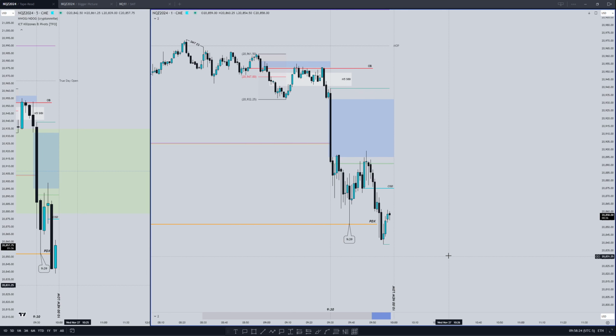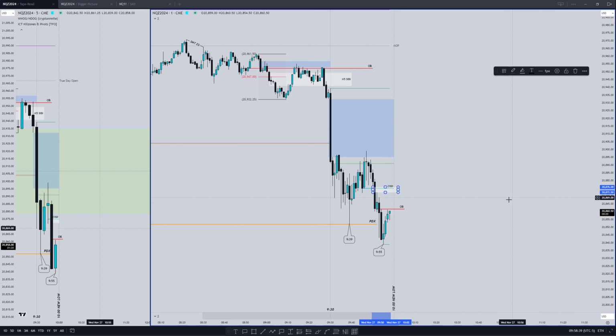So we have news here in 2 minutes, and you can see what time is this at? 9:55. Still not the best order block here, but I'm still going to mark it out. I actually favor this gap here. It's a tiny gap, SIBI.